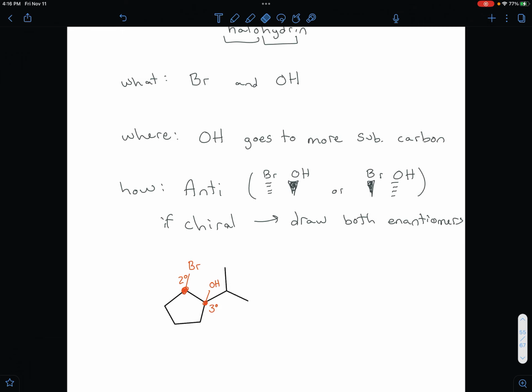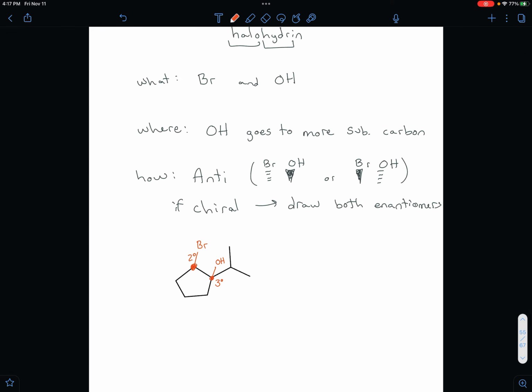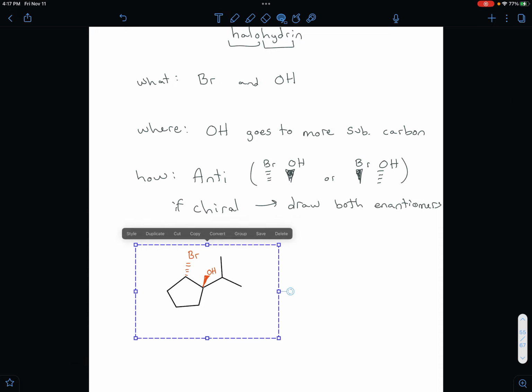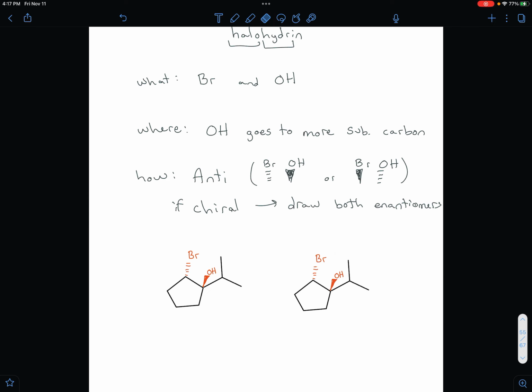Now as we add those things on, we use up that molecular glue that was in the pi bond, so we erase that pi bond. That won't be there anymore. And we do have chiral centers here, so we're going to need to draw both enantiomers. And we're going to have to make sure that both of these groups are anti to each other. So in one enantiomer, the bromine will be going away, and the OH will be coming out at us. In the other enantiomer, the bromine will be coming out at us, and the OH will be going away.